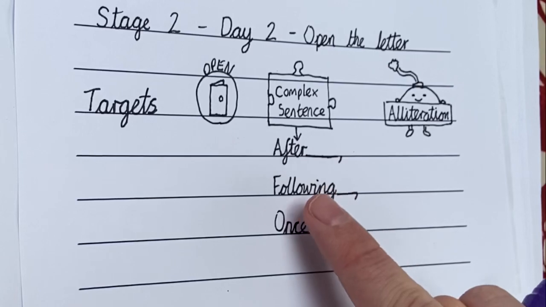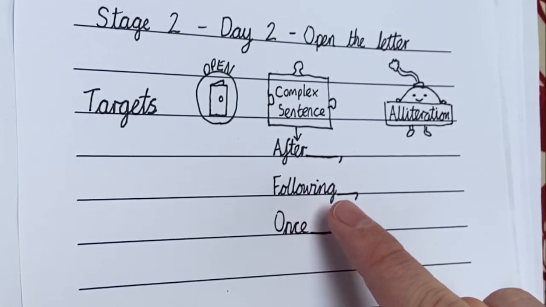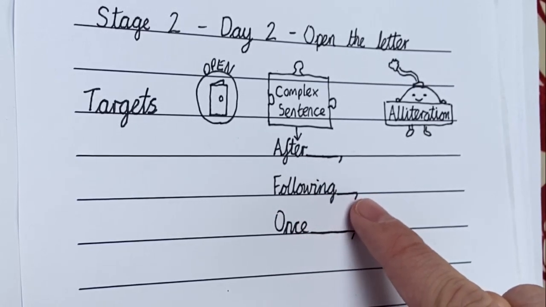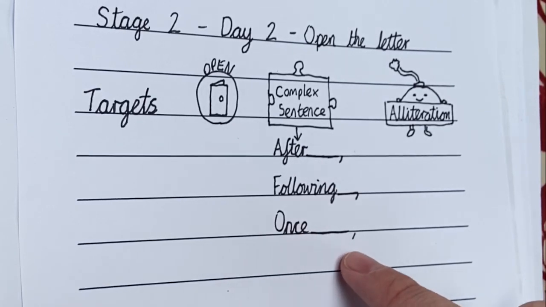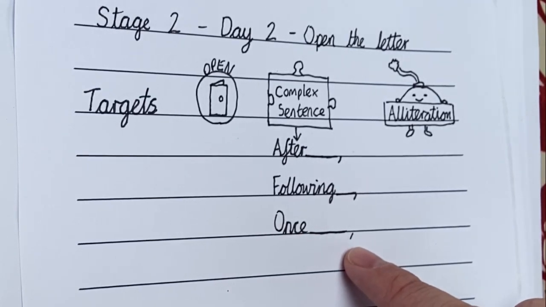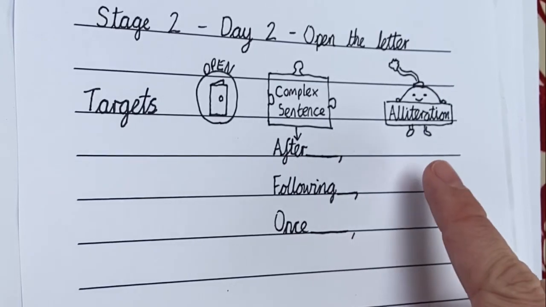Another example would be to use following. So for example, following the outbreak of coronavirus across the world, we were in lockdown. And also once the COVID-19 spread across the globe, we found ourselves in lockdown.